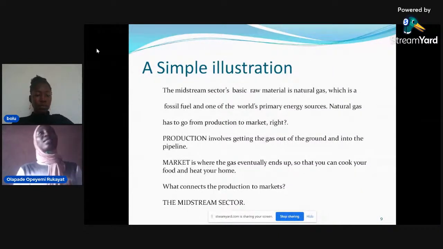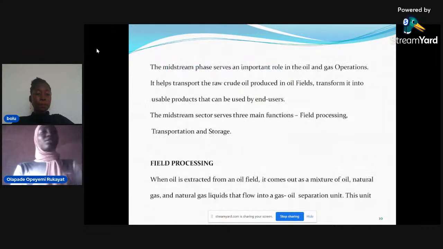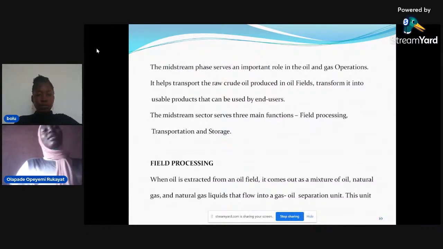So what connects the producer and the marketer? Well, the marketer here is like your filling station. What connects the producer and the marketer is just the midstream sector. They serve as the intermediary between the production phase and the marketing phase. So that's just the simple explanation of what the midstream sector actually does.